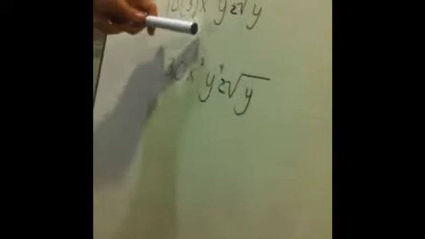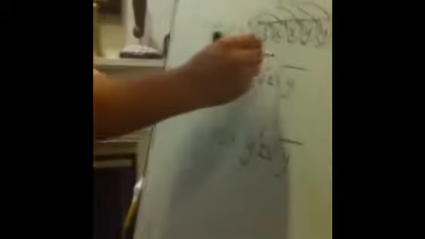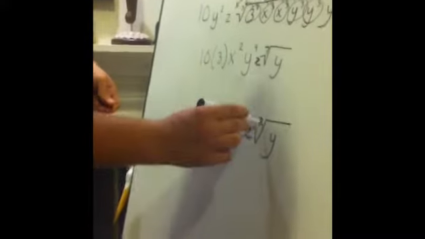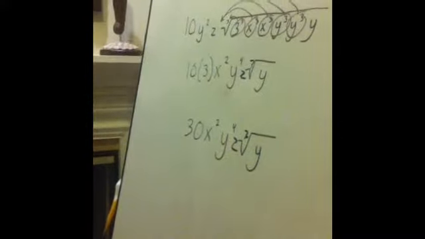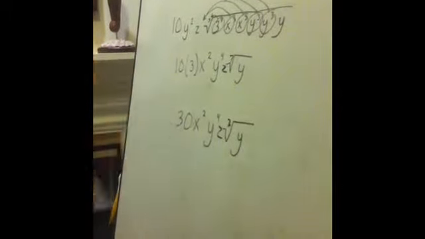So the new equation will become 10 times 3 x squared y to the 4th z, while there's still a cube root of y, which will bring us to our final answer of 30x squared y to the 4th z cube root of y.